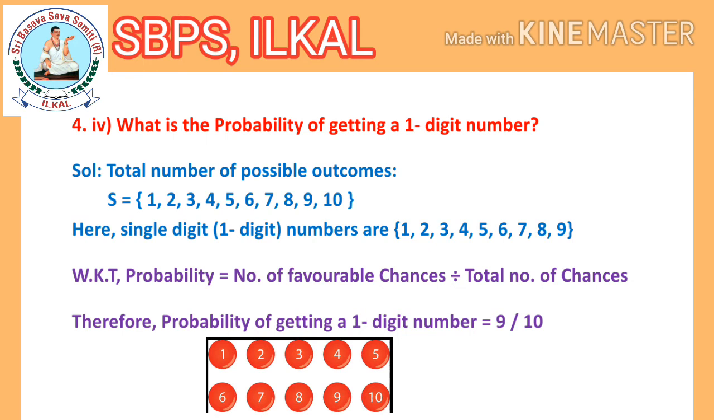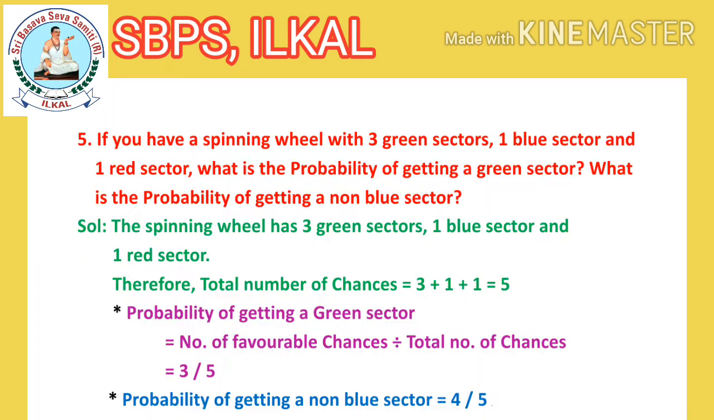We know that probability is equal to number of favorable chances divided by total number of chances. Therefore, probability of getting a one-digit number is equal to 9 by 10. Because totally 9 chances are there, children, for one-digit number and total number of chances are 10. So, probability of getting a one-digit number is equal to 9 by 10. Let's move to the next question.